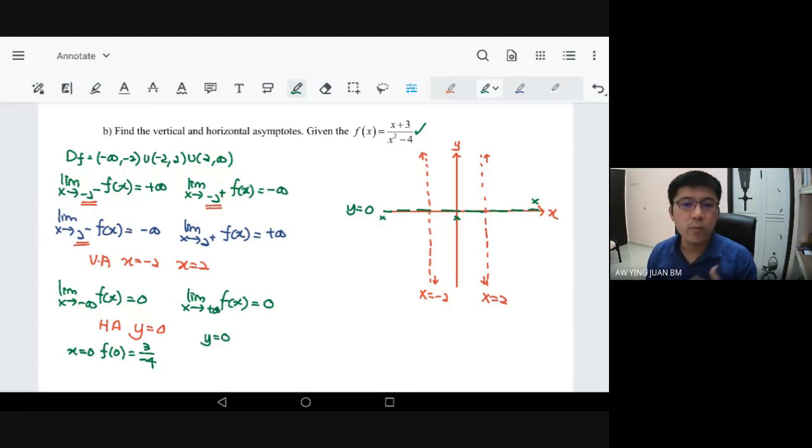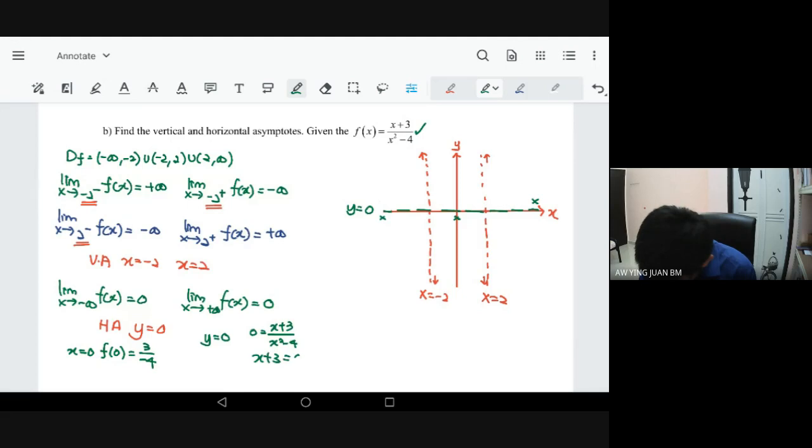Cuba ganti. When y equals to 0. Kalau y equals to 0, kita akan dapat apa? 0 equals to x plus 3 over x square minus 4. So, x plus 3 equals to 0, x equals to negative 3. So, kita ada x intercept. Di mana? Negative 3. Katakan di sini. So, bermaksudnya graf kita macam mana? Graf kita akan jadi begini. Something like that.